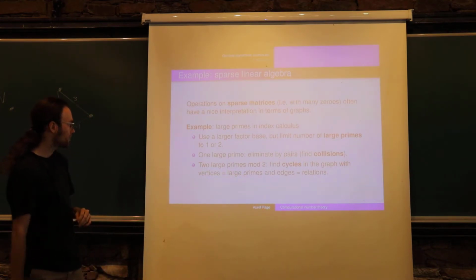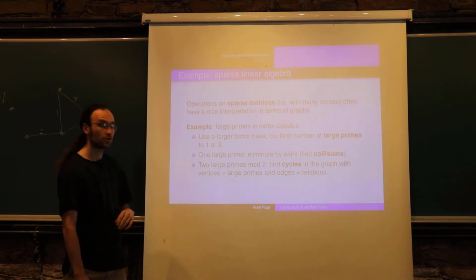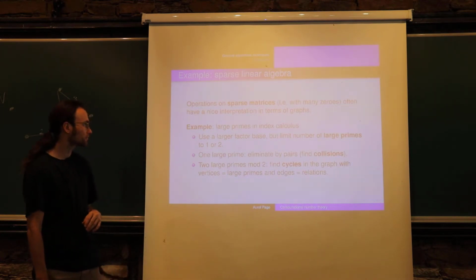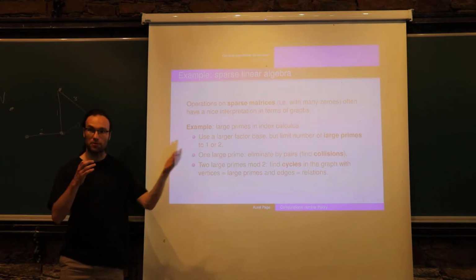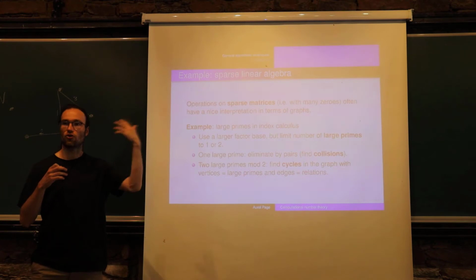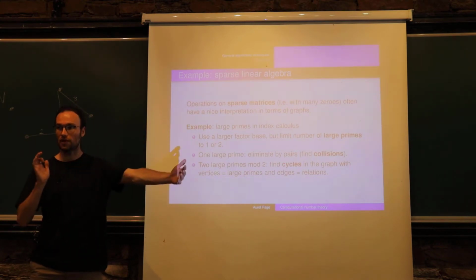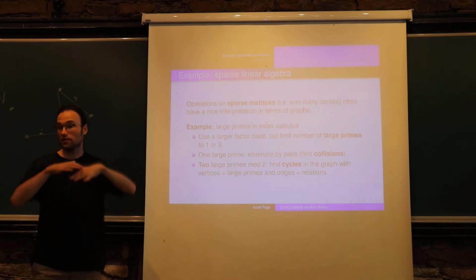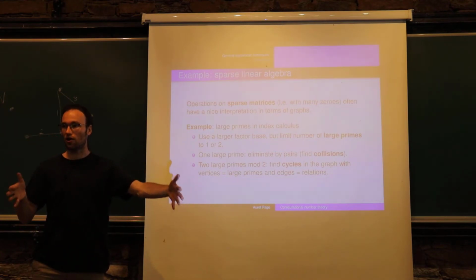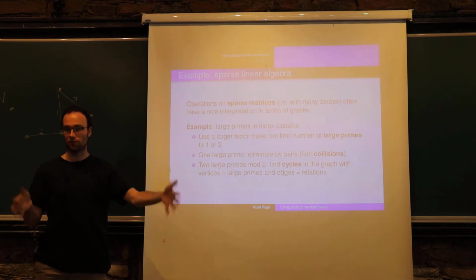So let's see a simple application in index calculus algorithms. So remember what happened in index calculus. You had this set of primes, and you were drawing random elements, hoping that they factor over this factor base, this set of primes. And then in the end, you end up doing linear algebra on the matrix obtained from these factorizations, the relation matrix.